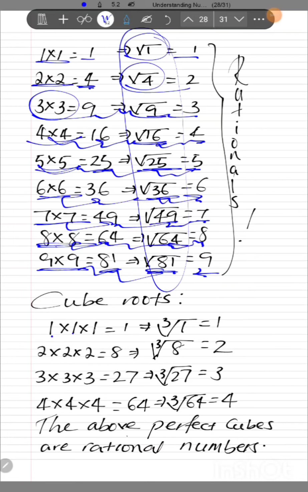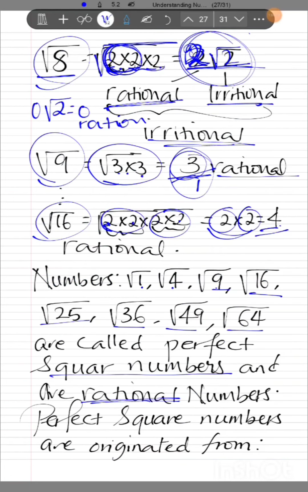1 times 1 times 1 is 1. Then cube root of 1 is 1. 2 times 2 times 2 is 8. Then cube root of 8 is 2. These are also perfect cubes. Then these are rationals. We talked about the product and the sum of rationals and irrationals. We can add some more examples here.